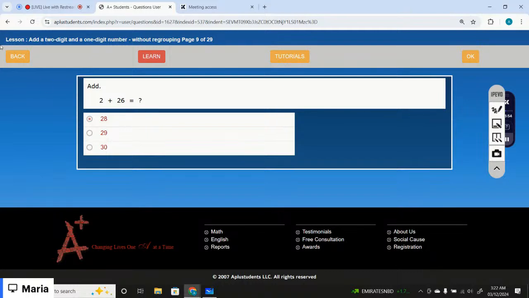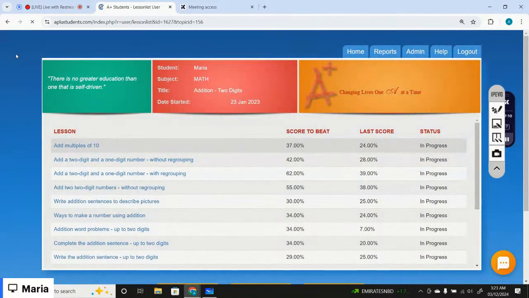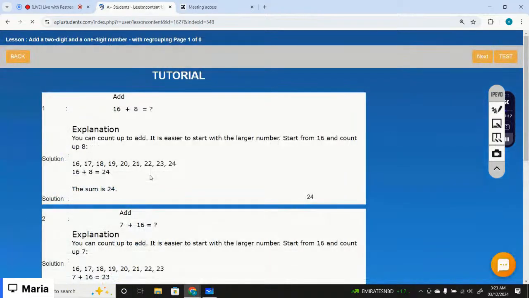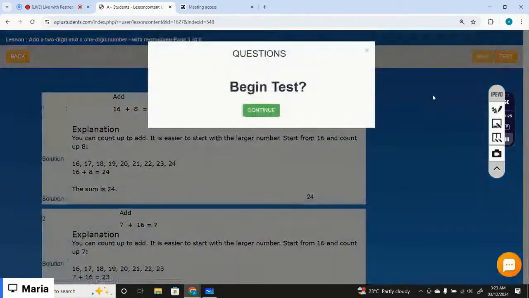Okay, you can complete the lesson by yourself later today. Let me just move on to the next lesson. The next one is add a two-digit and a one-digit number with regrouping. Let's just start with the test questions.